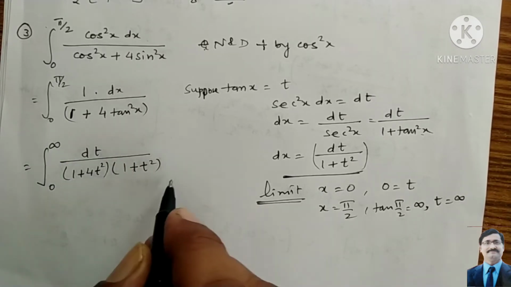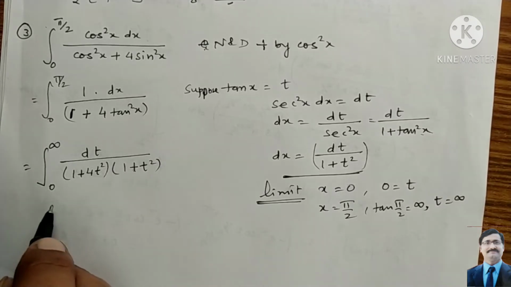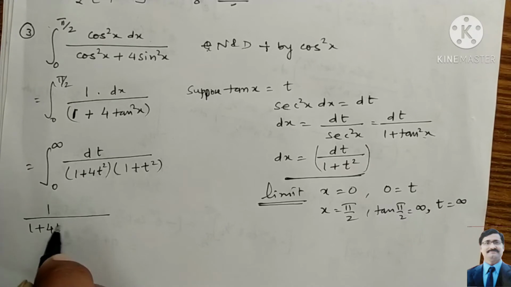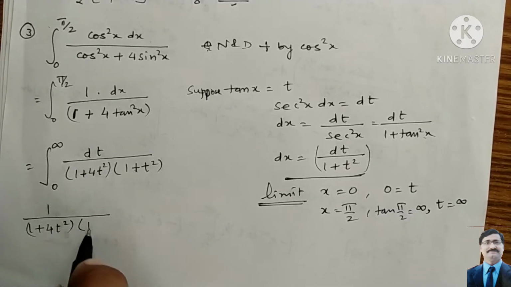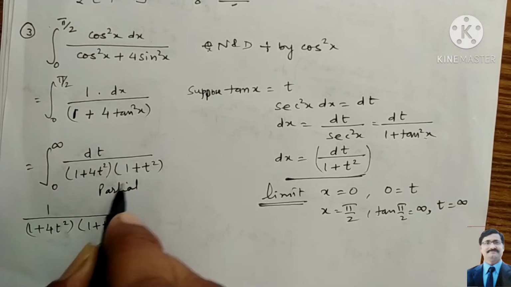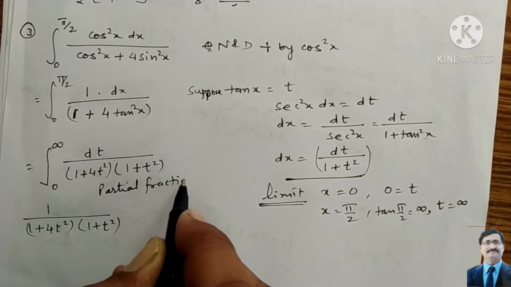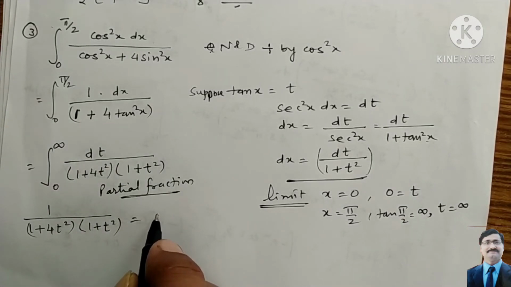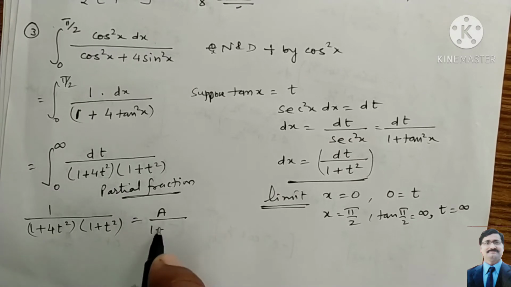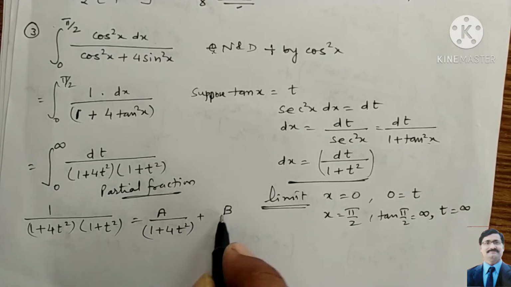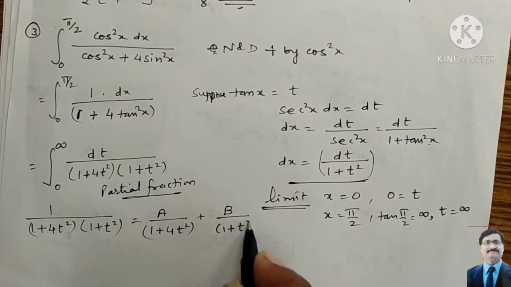All of you understand? Now we will do the partial fractions. You can write 1 upon (1 plus 4t²)(1 plus t²) separately. We will use partial fractions here. Here t² acts as a single variable, and we can write A upon 1 plus 4t², and the second, B upon 1 plus t².